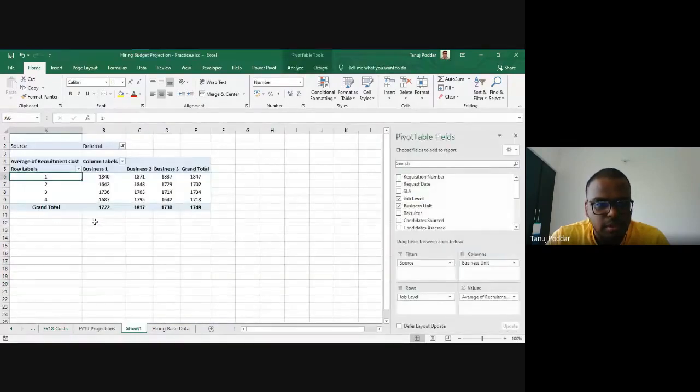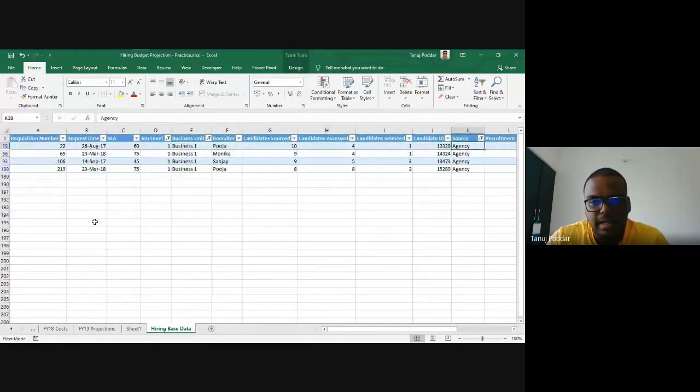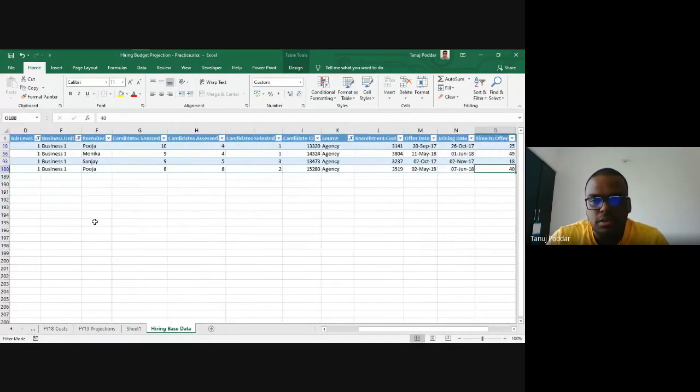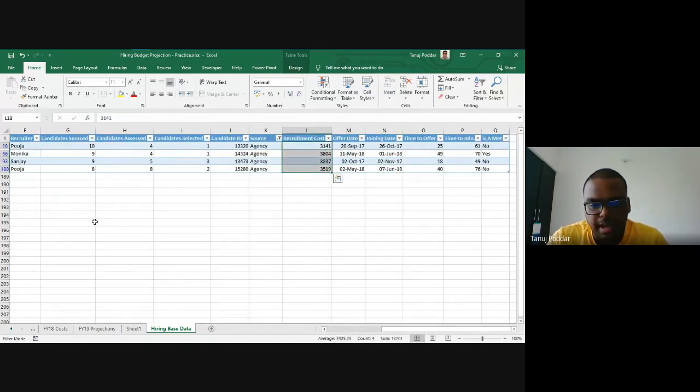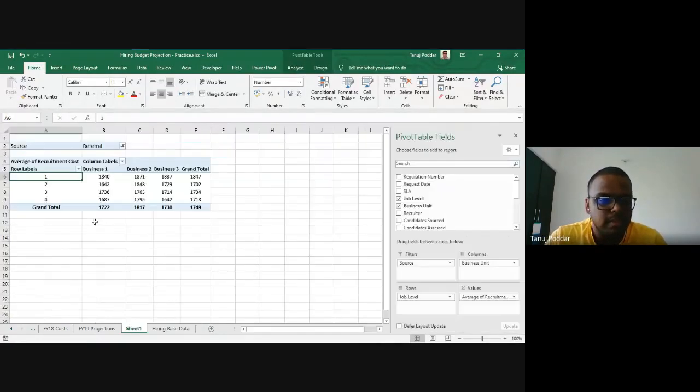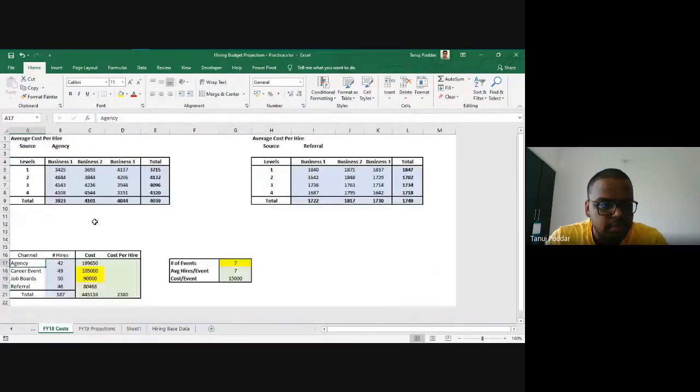Basically, I wanted to give you an idea that for an agency, business unit 1, level 1, you have 4 hires, and this is the total cost that you incurred, and therefore what you get in the pivot is the average of this. So if you spend 13,700 rupees for hiring 4 people, the average will become 3425. That is the only reason why I used it. You don't need the counts per se. You'll probably need the counts in the next table when we go to the next sheet. But right now, it is just the averages that we're working with.